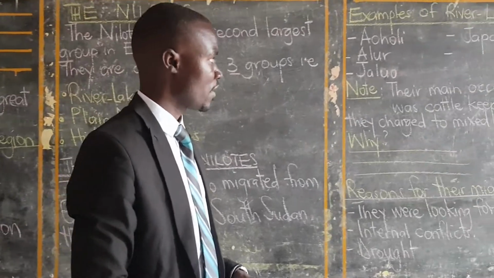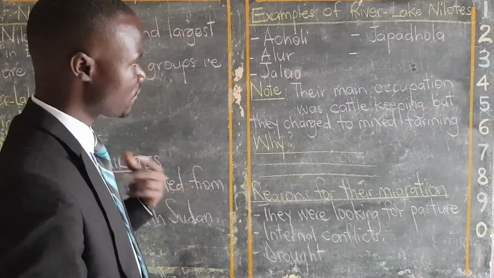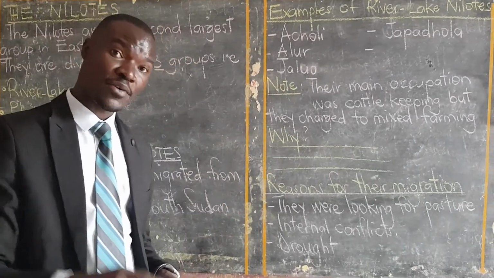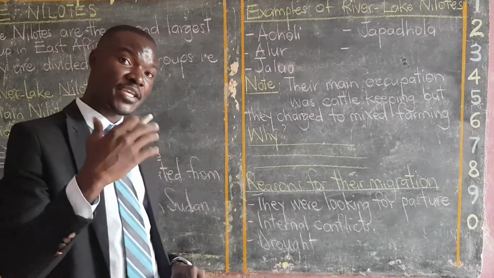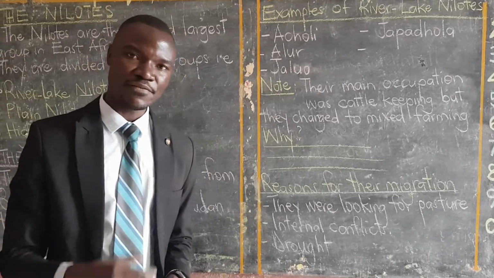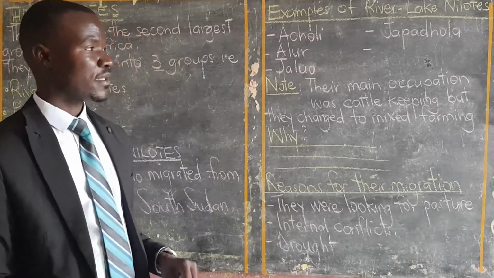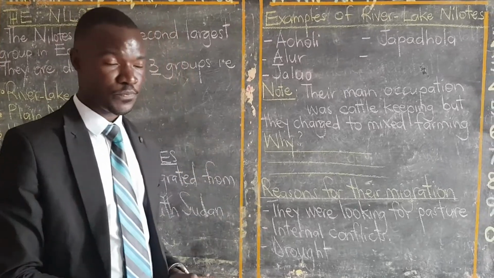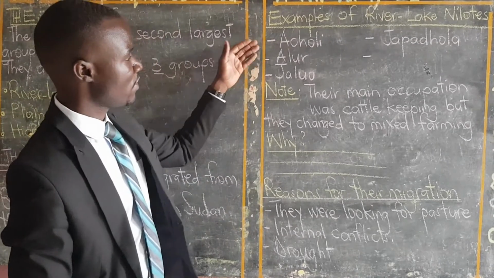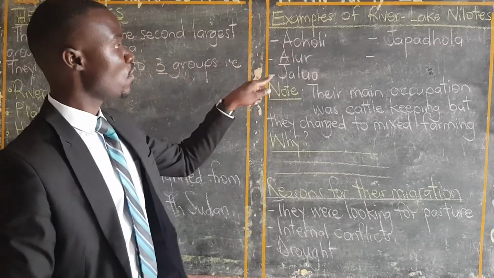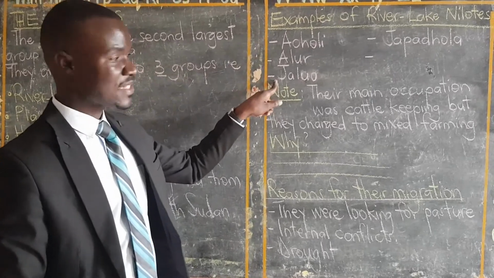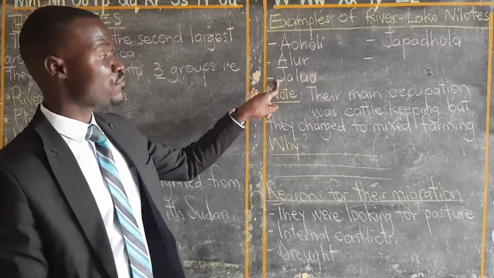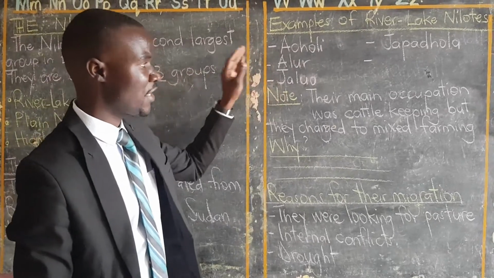South Sudan. The examples of these tribes are not very many, but with the use of an atlas, I always encourage you, mom and dad, to buy an atlas for research. When you research something, you understand it more. So I have the Acholi, the Alur, and the Jaluo in Kenya. Tanzania does not have any River Lake Nilotes. These tribes are only in Kenya and Uganda.